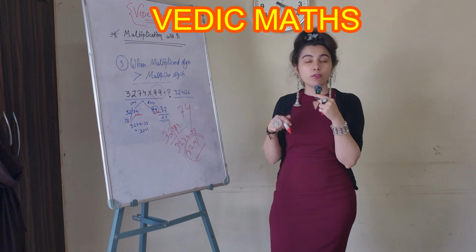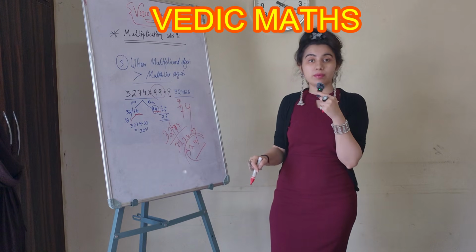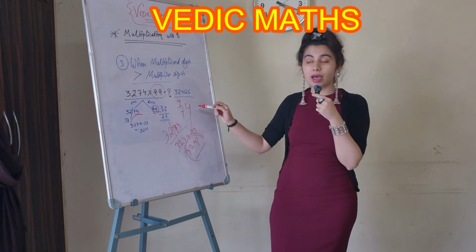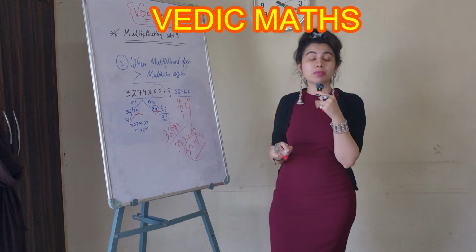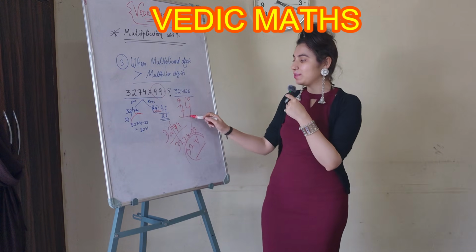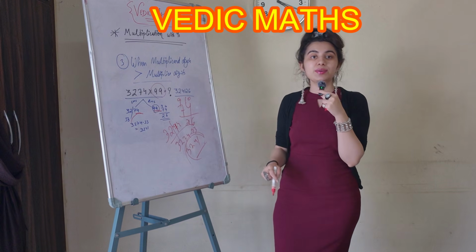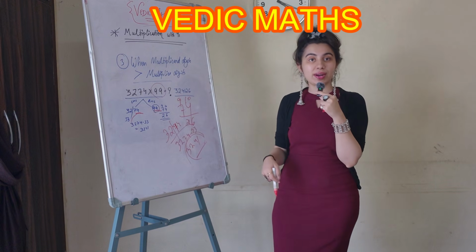How? All from 9 and last from 10. 7 will be subtracted from 9, and 4 will be subtracted from 10, right? Okay, so the answer will be 26. So combine both and you'll get your answer.